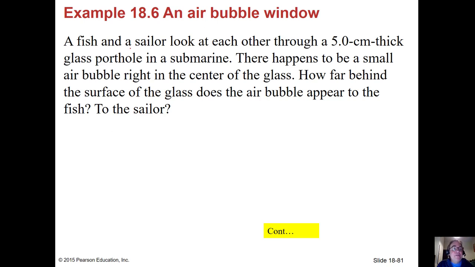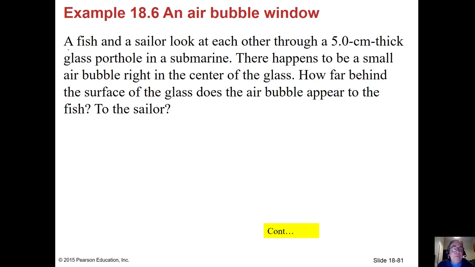Here's another example we can take a look at. A fish and a sailor look at each other through a 5-centimeter thick glass porthole in a submarine. Okay, so there's a sailor inside the submarine. There's glass between the sailor and the ocean, salt water, glass, and then air. How far behind the surface of the glass does the air bubble appear to the fish and to the sailor?